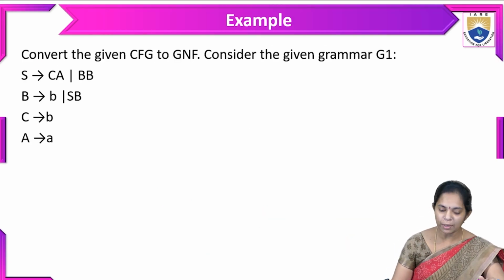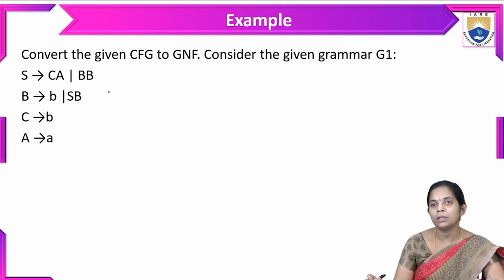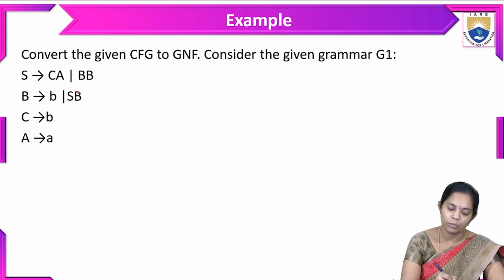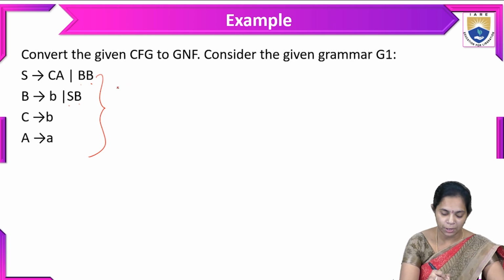So here is the example we have taken already. The first step is, if there are any useless symbols or null productions, we have to remove them. There are no unit productions; all are terminals and non-terminals. So there is no requirement of the first step. In the first step we minimize the grammar in case of useless symbols or unit productions. In this grammar there is no unit production and no useless symbols.